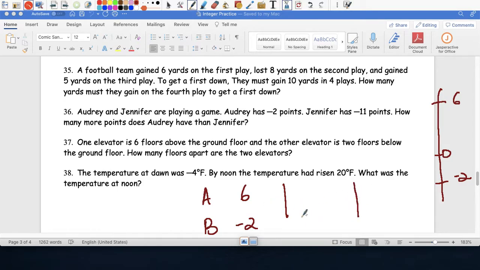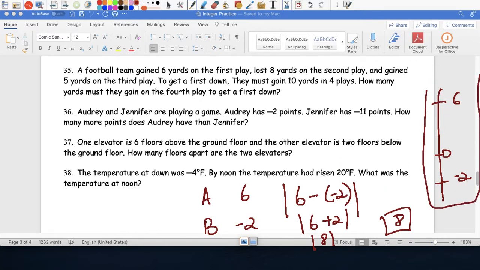When I subtract one from the other, 6 minus negative 2 or negative 2 minus 6, it doesn't matter. 6 minus negative 2 is going to give me 6 plus 2, which is going to give me 8, and the absolute value of 8 is 8. So, how many floors apart are they? 8 floors. Okay, and whether you did a little diagram here, you work out the same answer.